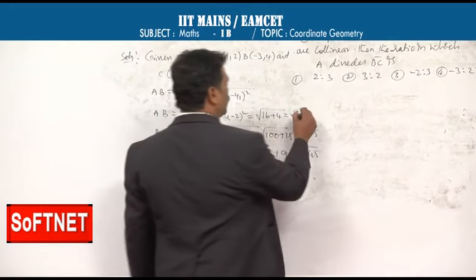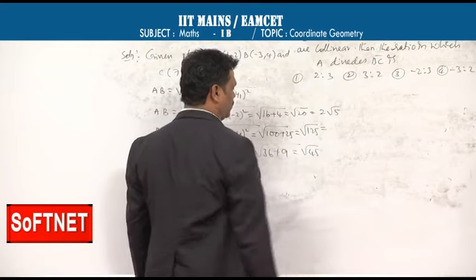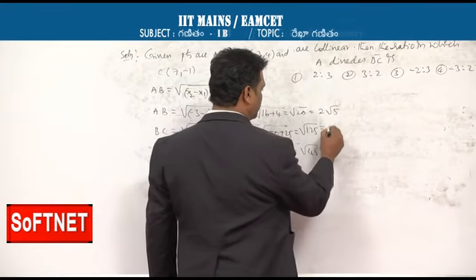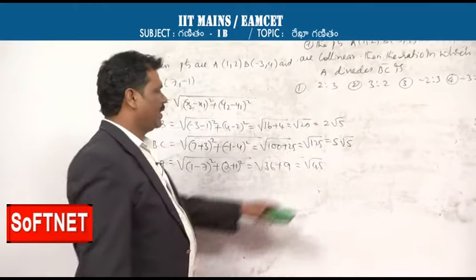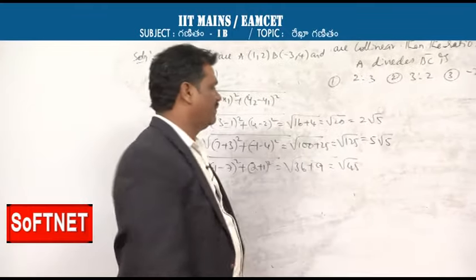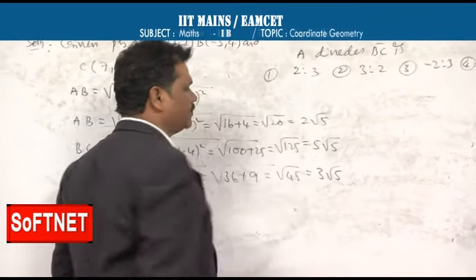So here root 20 can be written as 2 root 5, and root 125 can be written as 5 root 5. It is nothing but 5 root 5, meaning 25 into 5, 125. And root 45 is 3 root 5.